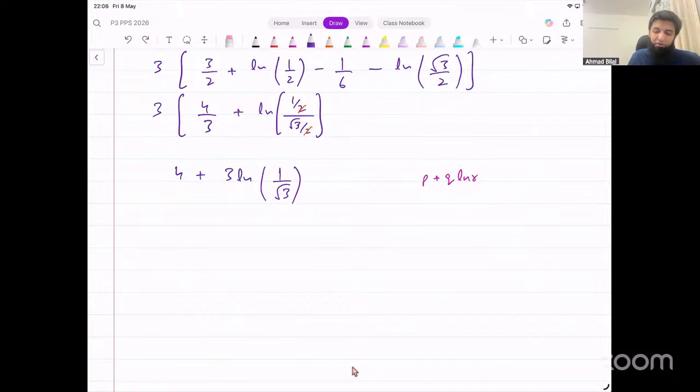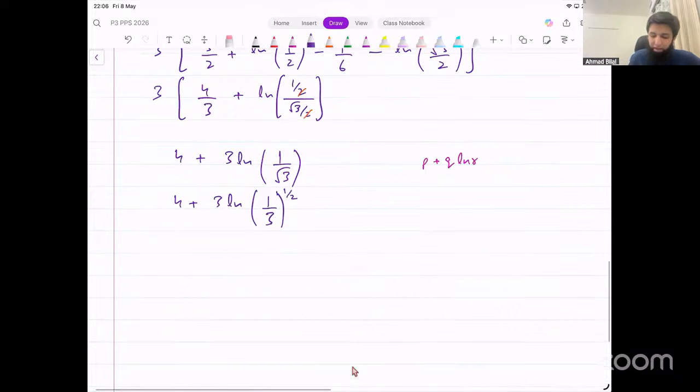1 over under root 3. How do we write that? We could write this as 4 plus 3 ln of 1 over 3 whole power 1 over 2, right? Under root 3 could be written as 3 power 1 over 2, and we could put that as a whole power like that. Now this 1 over 2 will go outside, multiply by 3, and that gives us 4 plus 3 over 2 into ln of 1 over 3. And that will be your final answer.